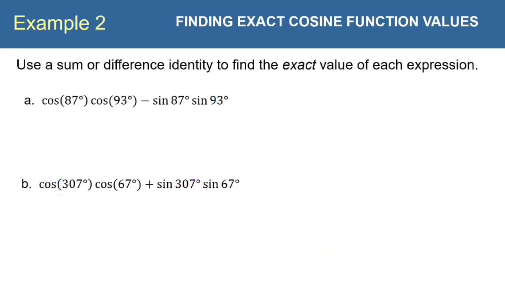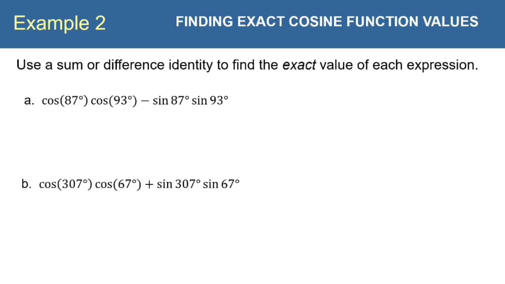Okay, now here is example 2. We're still using the same identities here, but now we're going to use them a little bit differently. So the instructions say use a sum or difference identity to find the exact value of each expression. Now you might be thinking, couldn't I just plug these into my calculator? And yes, you could, but if the answer turns out to be square root of 3 over 2 or something like that, your calculator won't help you because it's going to give you a decimal value. We need an exact value.